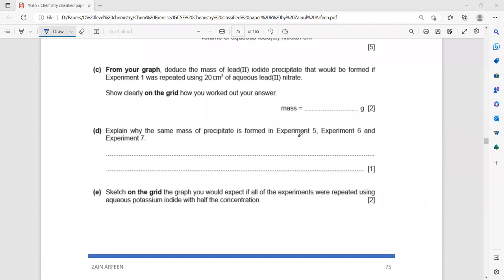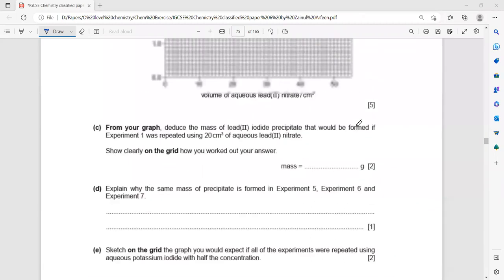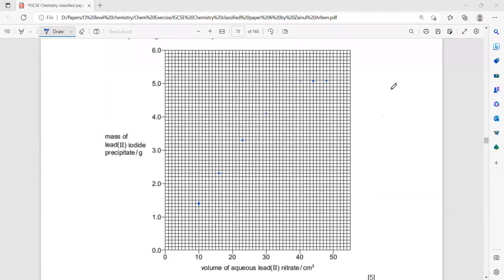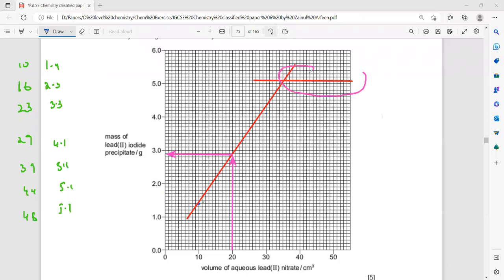Explain why the same mass of precipitate forms in experiments 5, 6, and 7. Why is the mass of the precipitate not changing in this part? What is the reason? The limiting reagent runs out. Yes, the limiting reagent is used up, or one of the reagents which is limiting is used up.